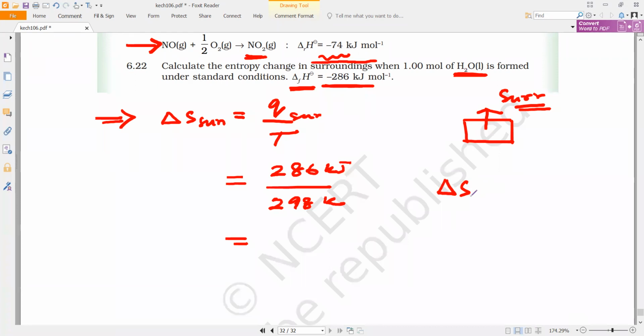So that is why we say that you can directly write delta S of surrounding is equal to the negative of the enthalpy of the system divided by temperature. The negative is just present to change the sign of delta H. If delta H is positive for the system, for the surrounding it will be negative. If delta H is negative for the system, for the surrounding it will be positive.